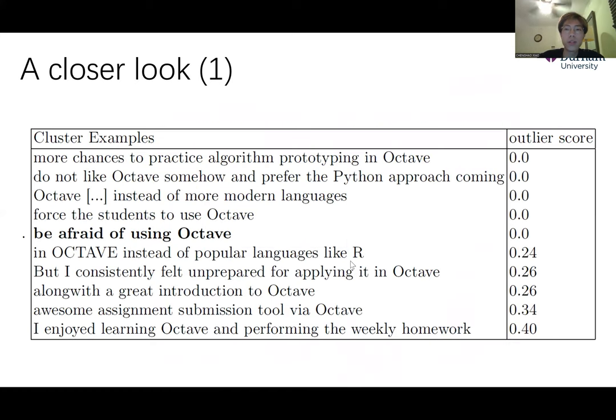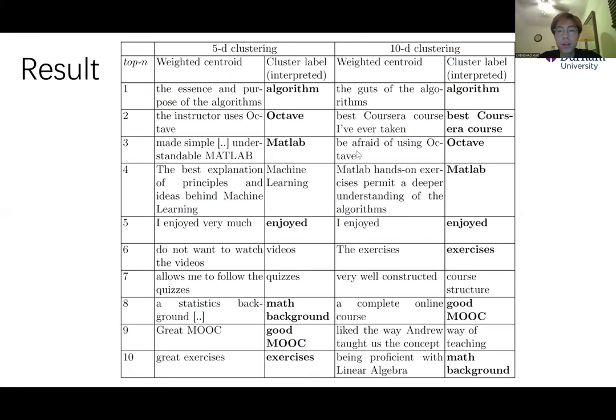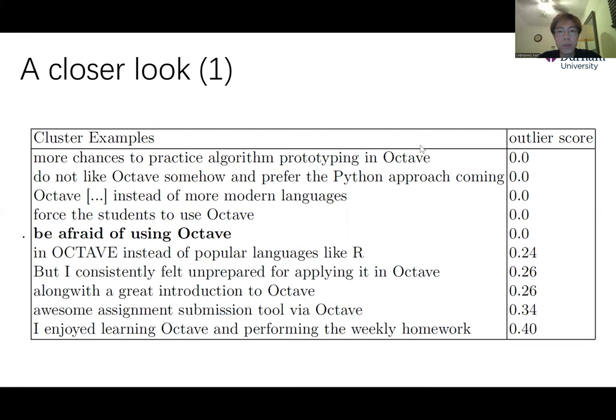Now we want to take a closer look at what elements in one cluster look like. For example, we take the third largest cluster under the 10D clustering. I believe this yields around 100 elements in the cluster, and we sample 10. We can see that the ones with zero outlier scores are probably the center of the cluster, even though a center does not exist for hierarchical clustering.